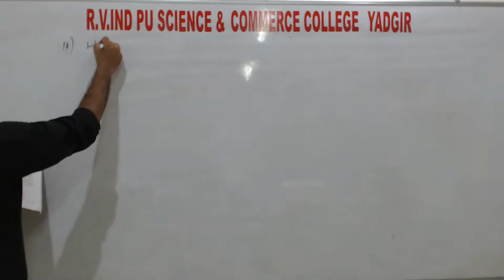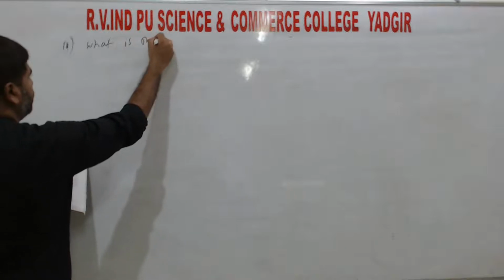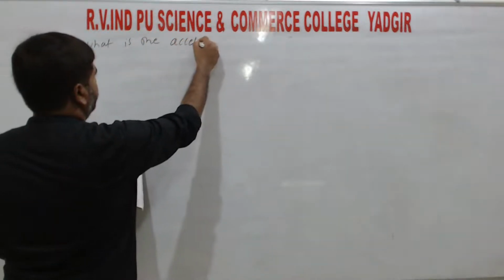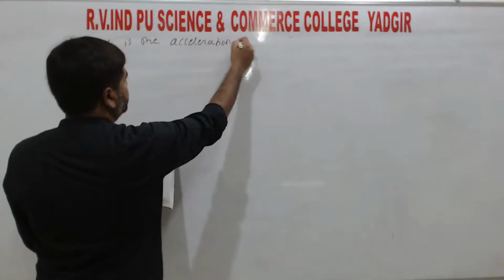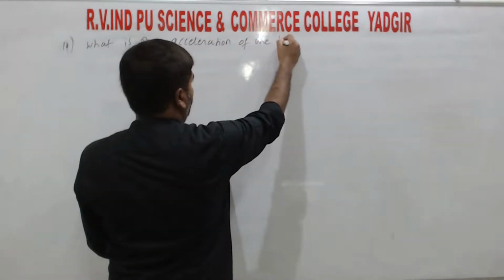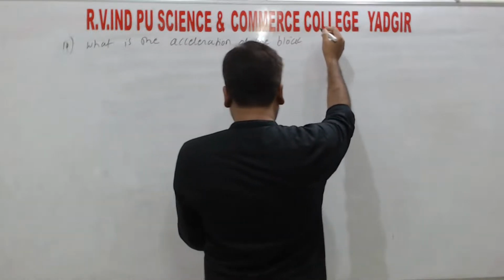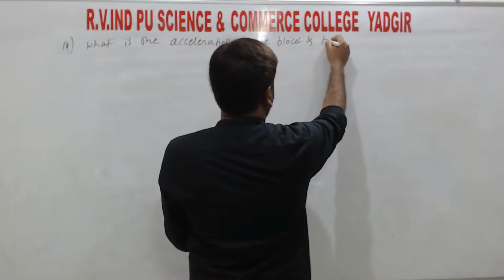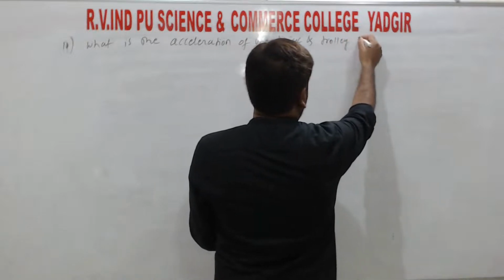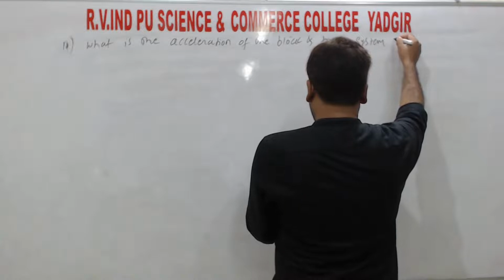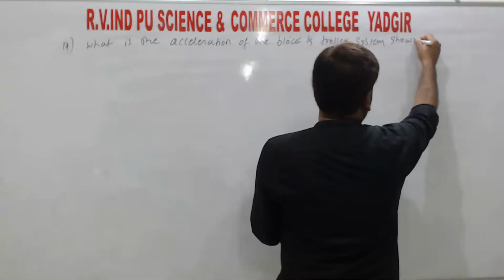Next, what is the acceleration of the block? What is the acceleration of the block under the trolley system shown in the figure?